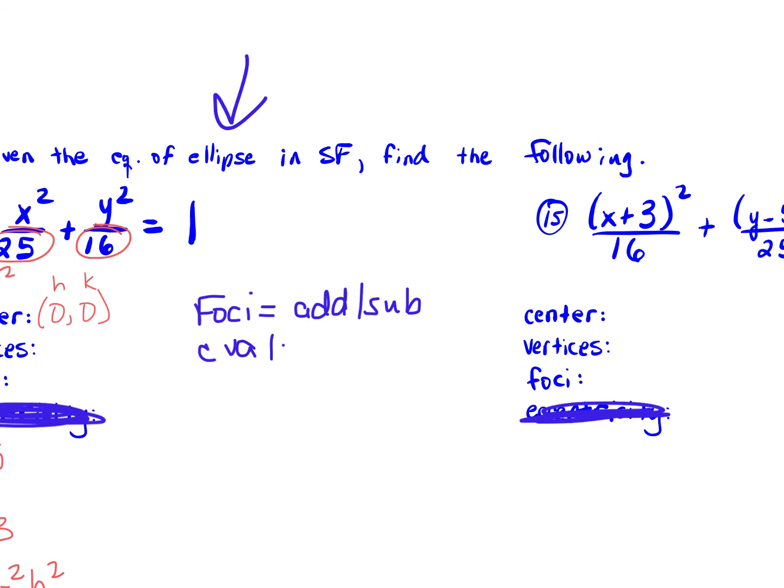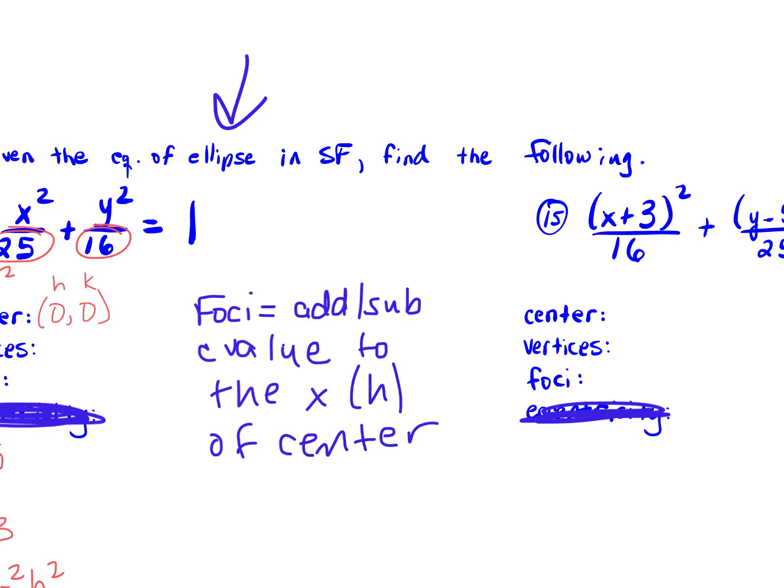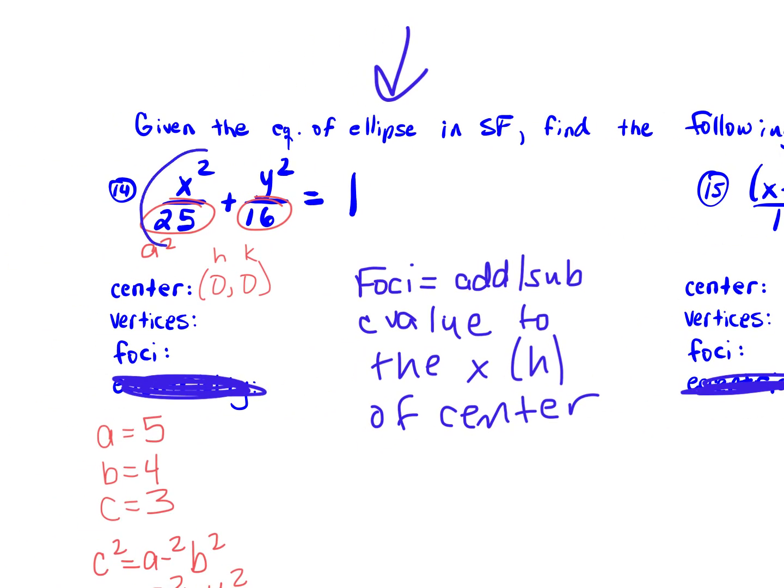The C value, I have a dead spot on my iPad, to the X part, or the H, of your center. And the reason that we're adding it to the X part of the center is because this is an X ellipse. It's a horizontal ellipse because you're leading with x squared and A is your major axis.